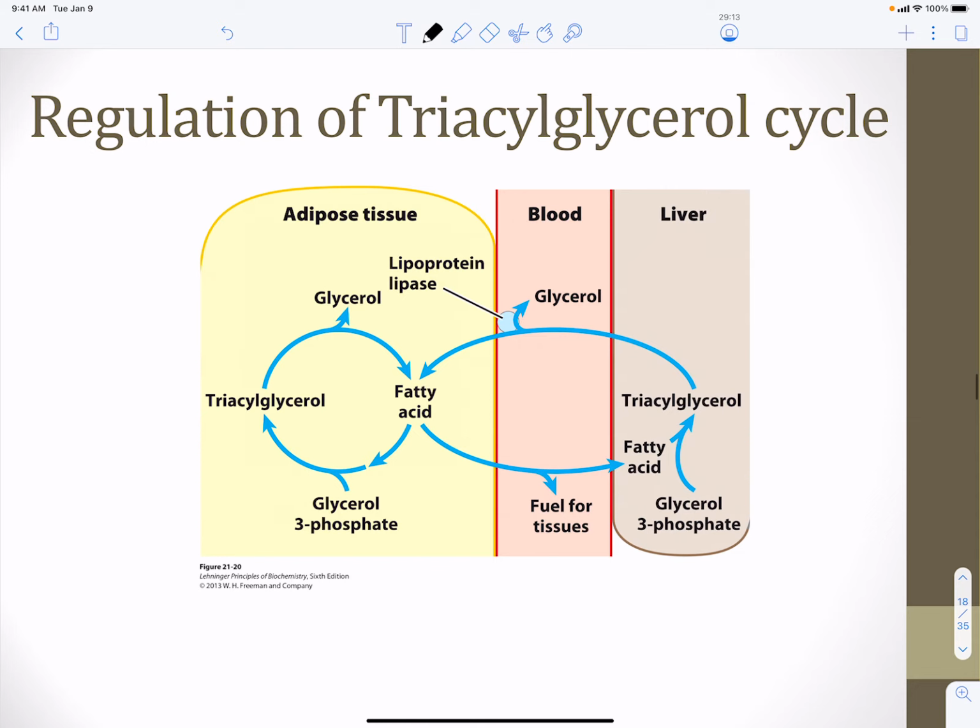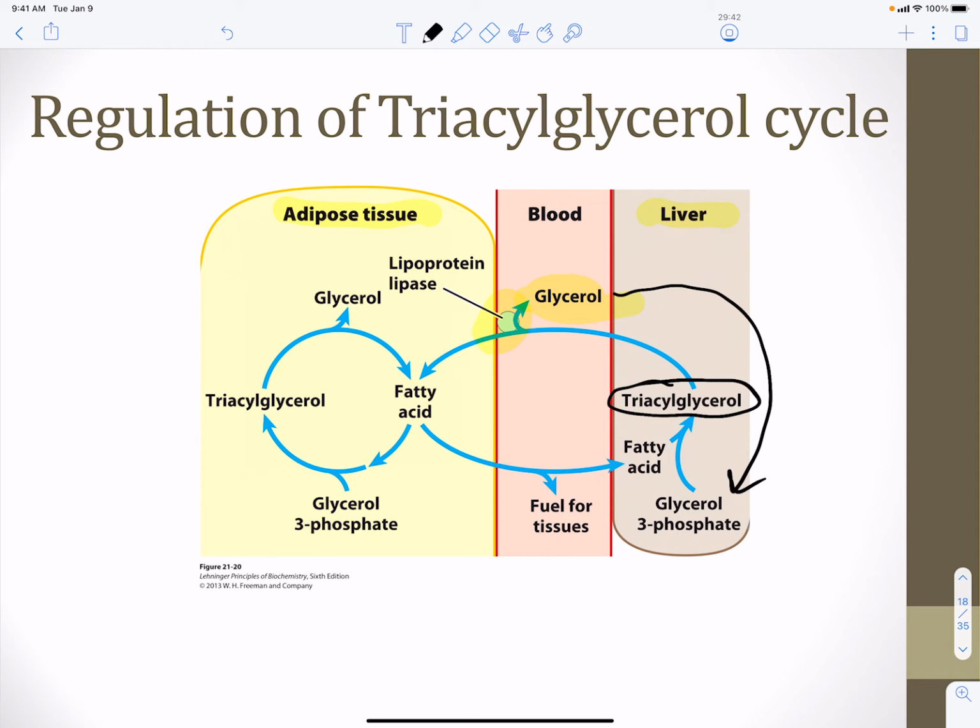Okay, so now we have this triglycerol cycle, and it has to be regulated, of course. And so you can think of it as a go-between between adipose tissue and liver, right? And so what you know is that when your adipose tissue picks up fats, it's going to release glycerol, and glycerol is going to go to your liver, and glycerol is going to become glycerol 3-phosphate, and then you're going to make a TAG, and you're going to keep this cycle going.